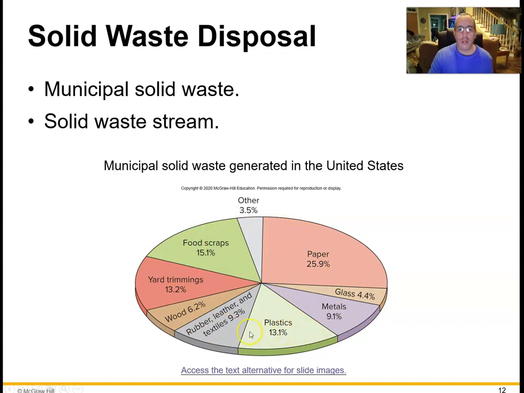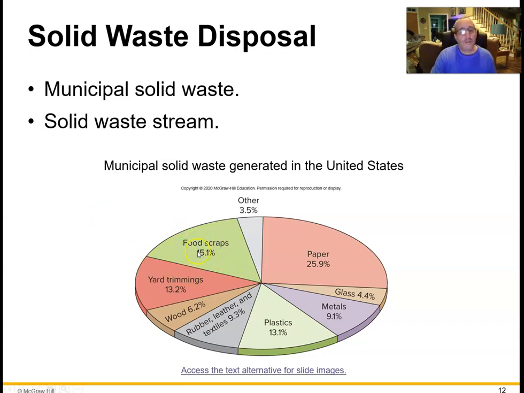And you can see here, a lot of this, almost all of it really, could be either recycled or composted or something like that. And we could really cut down on the amount of household garbage that we have in this country. We simply don't do that. We're getting better than we were, but we're still nowhere near where we need to be.